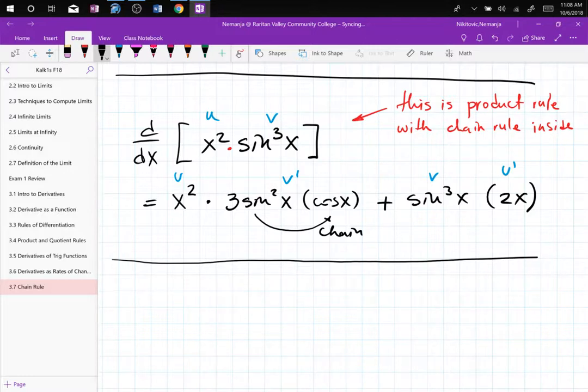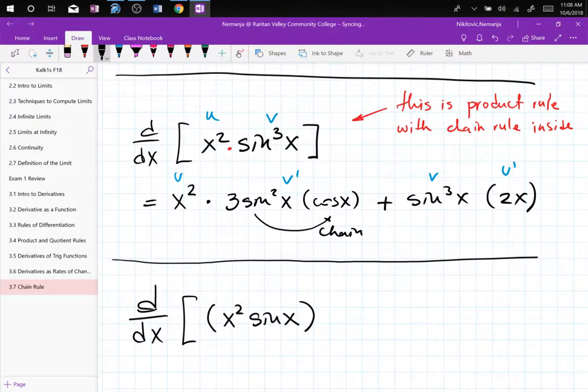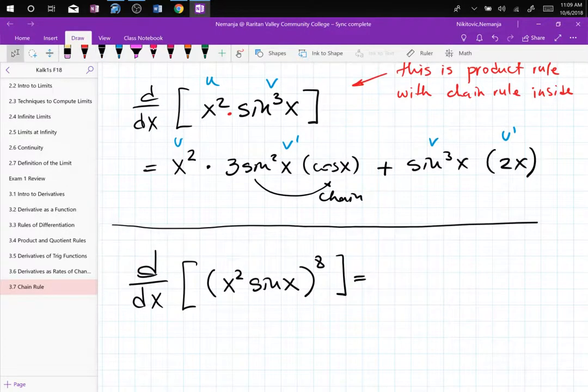If you want to try this differently, we can. d/dx of x squared sine x raised to the 8th power. I hope you can see the difference between these two problems. The 8 is on the outside and you have a product of two functions inside. As soon as you stuff something inside something else, it's immediately function composition, so it's chain rule.